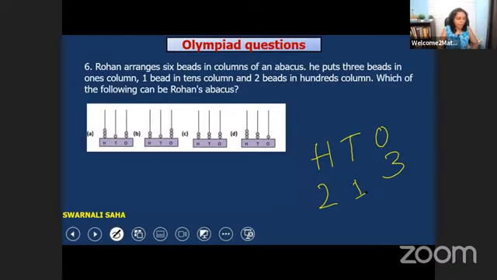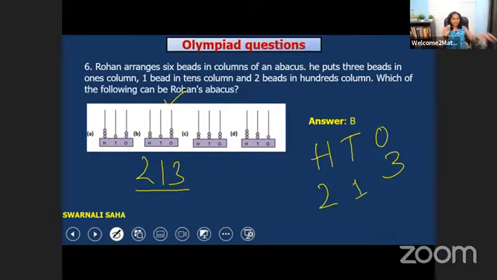So it would be 2, 1, 3. Because 3 beads in ones column, 1 bead in tens column, and 2 beads in 100 column. So that means it would be 2, 1, 3. And in which abacus can you see this? You see in option B, it's 2, 1, 3. Only option B is showing 2, 1, 3. So answer option B would be the right one, because it is showing 2, 1, 3.